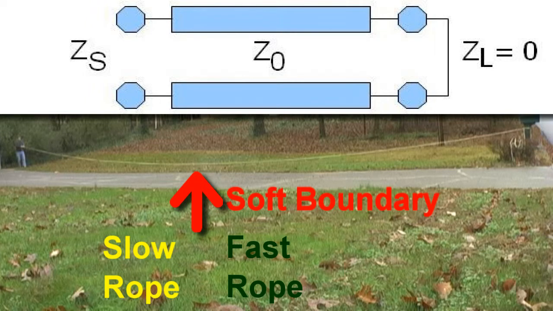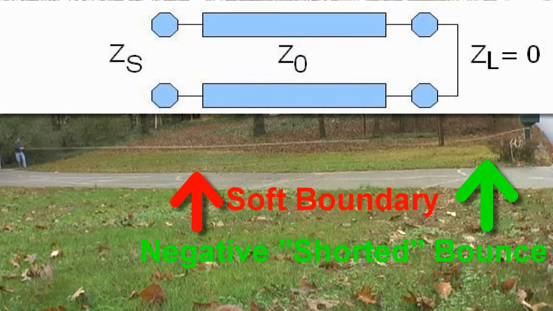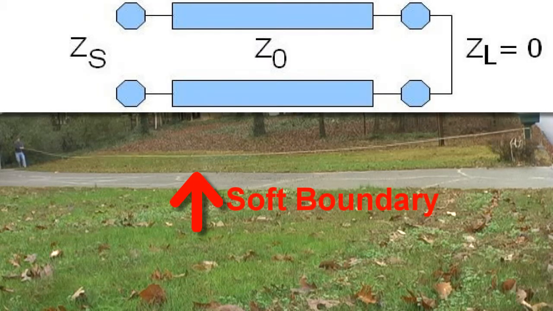This is an experiment you can do at home or at a school. I've taken a heavy rope, tied it to a light rope where it's labeled soft boundary, and tied that to a fixed point, which acts like the short from before. The heavy rope is a slow material, and the light rope is a fast material. When I excite a wave on the rope, the first thing we'll see is a positive reflection at the soft boundary. At the fixed point, we see a negative reflection.